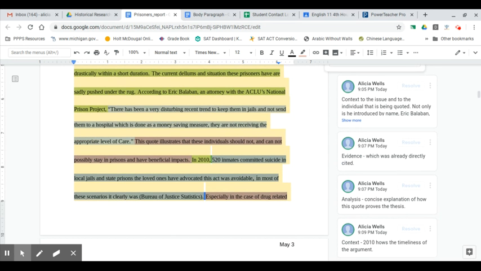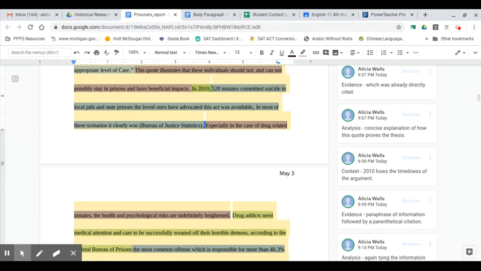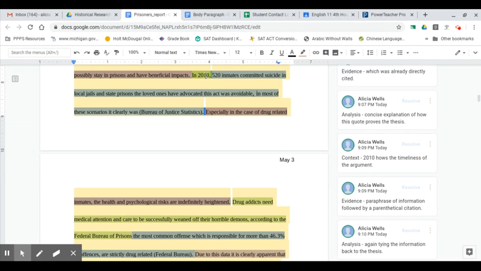So we know this going forward. She's then going to give us some more statistics. Notice our next piece of context is actually very quick, in 2010. Very concise, but this works because it shows the timeliness of this argument. This is important. You do want to try to find evidence that is within the last 10 years, typically, if you're talking about a current issue.